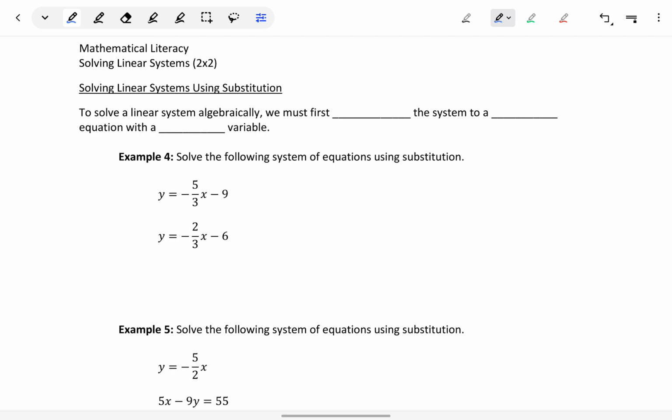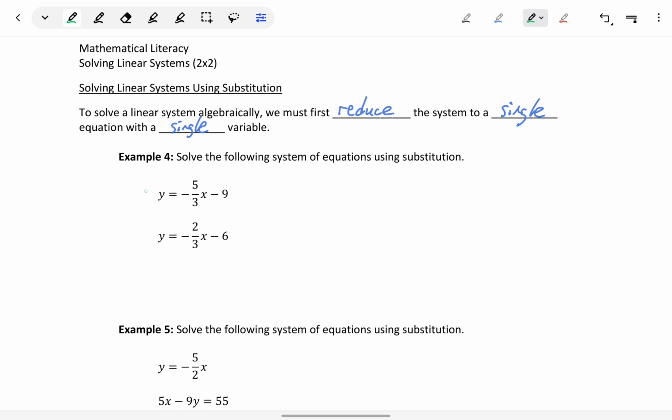So what we want are some algebraic methods that we can use to solve these systems. And what we're going to look at is using a method called substitution, where we will first reduce the 2x2 system to a single equation with a single variable. This process of substitution is designed to rewrite the problem as something simpler that we can solve, and then once we have a solution to one of our variables, we can use that to find the solution to our second variable.